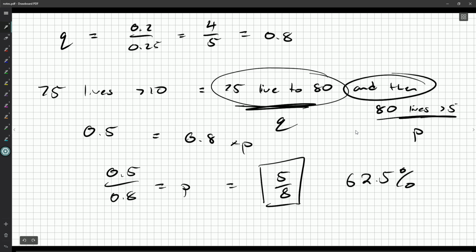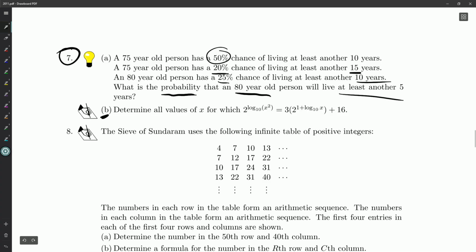But I think probably both of them would be acceptable answers, but they did ask for probability, so technically you want to write 5/8 or 0.625. Okay, so there's our final light bulb question. What have we got for our written question?